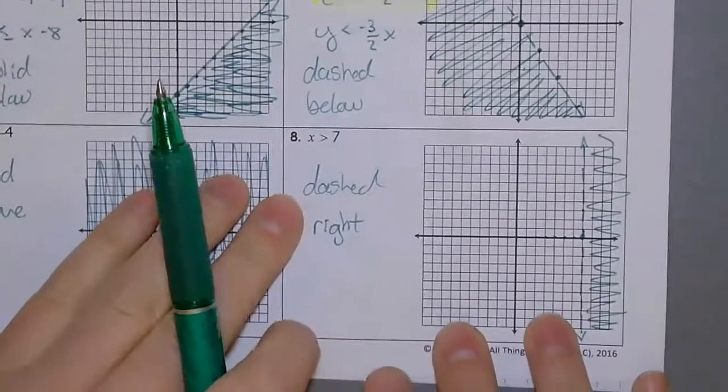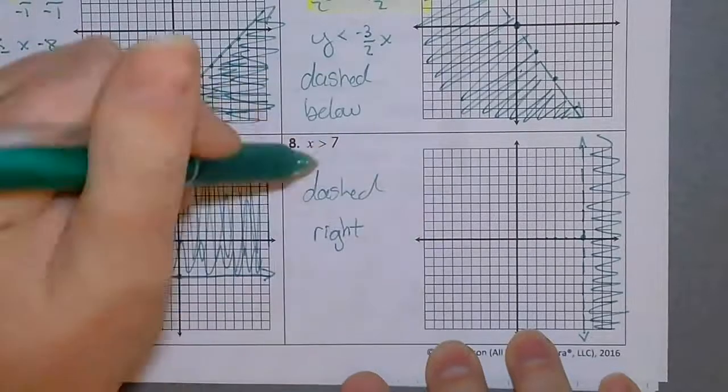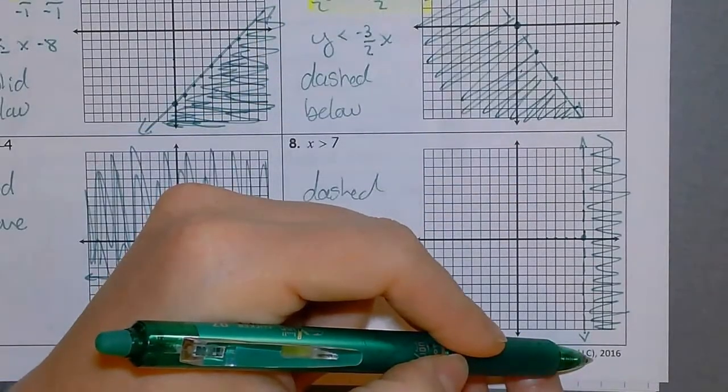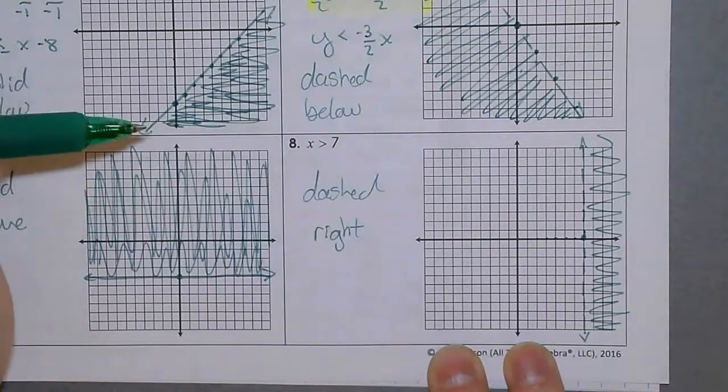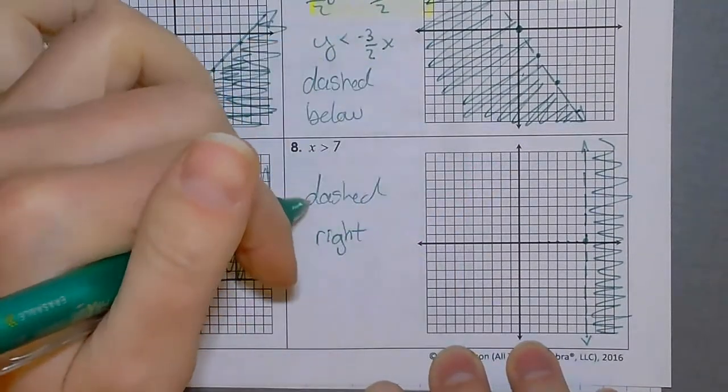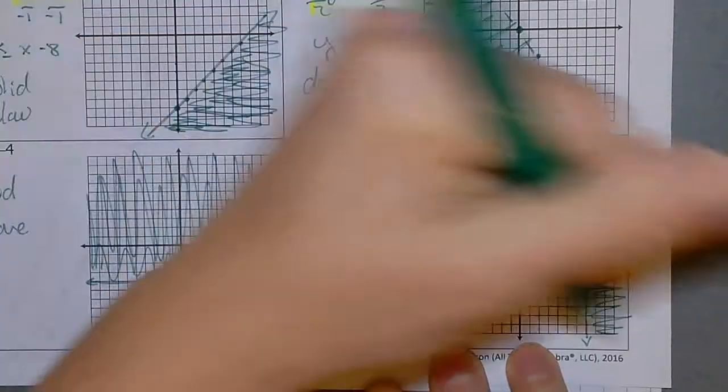This one's the hard one because the same rules don't apply. Because there's no y, it's an undefined slope. But then you can't shade up or down, so you have to think left or right, kind of like you would with a single variable inequality. So you go to the right because it's greater than, so it would be over here.